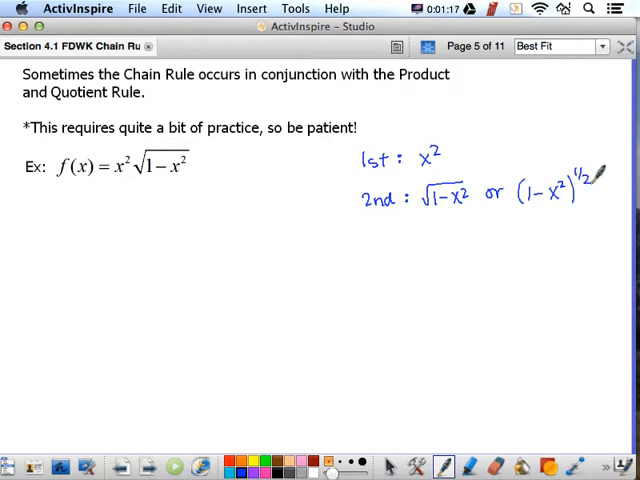That's our second function. Then if we take the derivative of the first, that will give us 2x, and the derivative of the second is where the chain rule comes in. Because it's a binomial to a power, you have to apply the chain rule. So we say, to find the derivative, 1/2 down 1 on the power times the derivative of the inside.